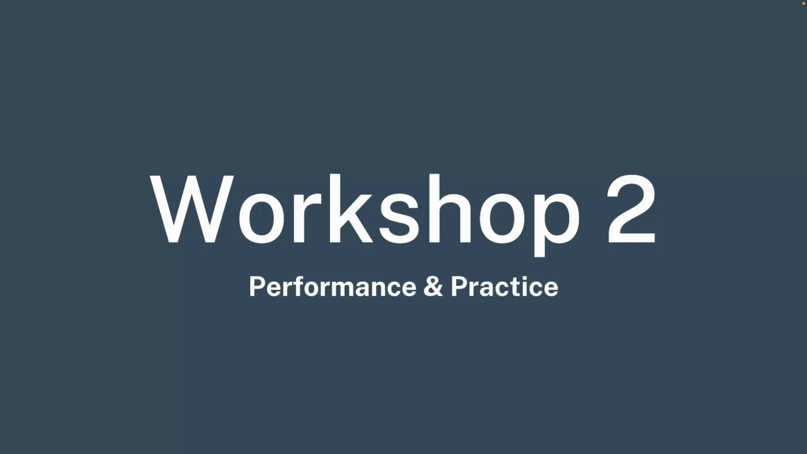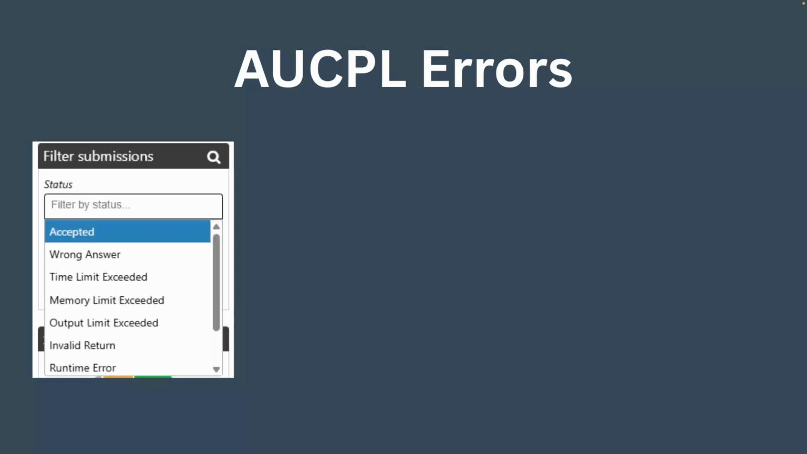But this is kind of the intro to that, because before you can actually use them, you need to know whether an algorithm or data structure will work to solve a particular problem. There are properties of them that we'll go into later, but the main thing is, is it fast enough, which is something that will come up a lot. So that's where we're going to start, with some errors that you might see when submitting your code on AUCPL. There's a bunch of statuses here.